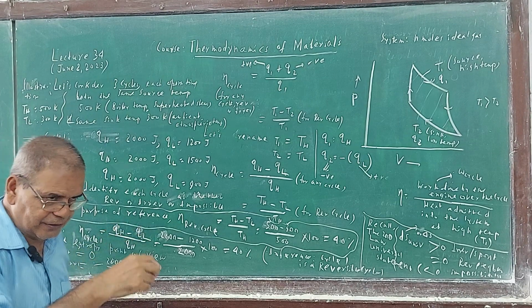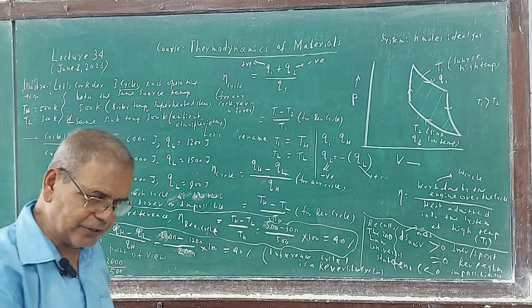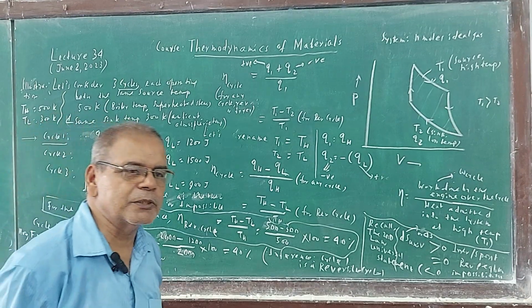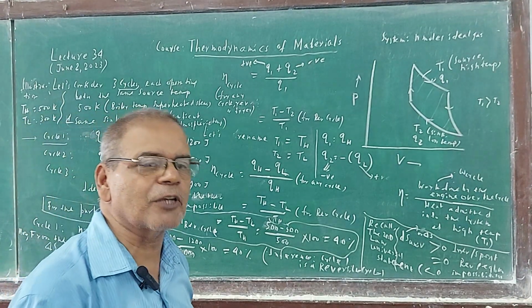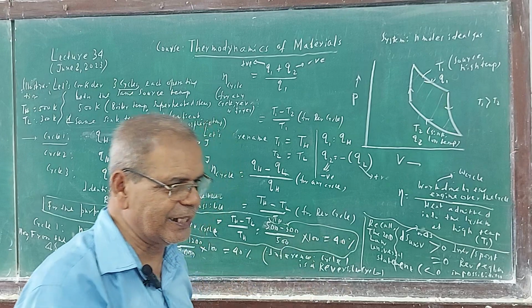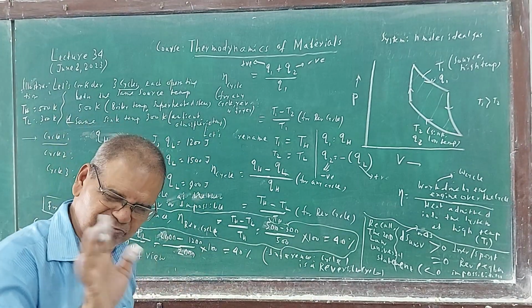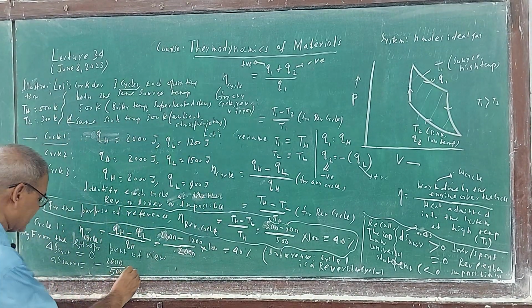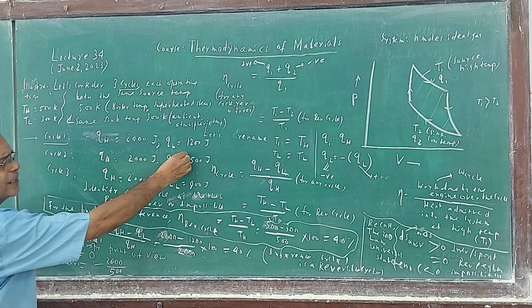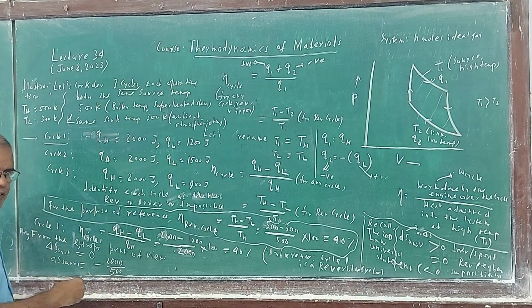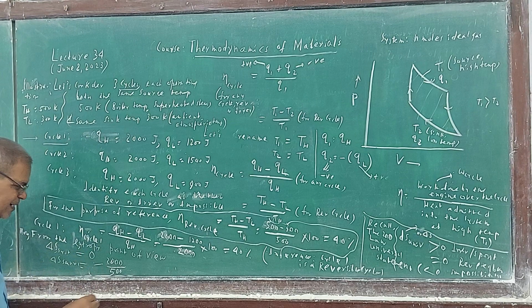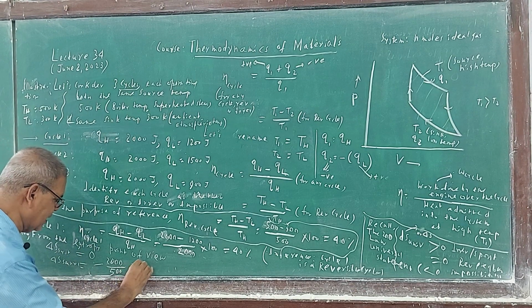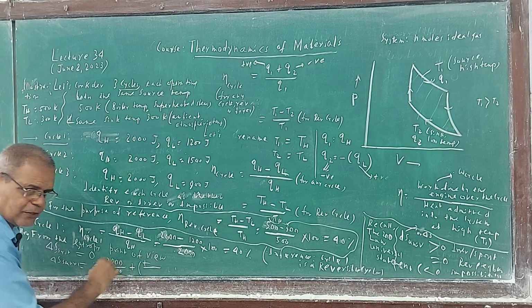There are two sides here, the source and the sink. These are two components of the surrounding: one is the source side, the other is the sink side. On this side, the heat is rejected into the surrounding, so it gains, and I write plus.